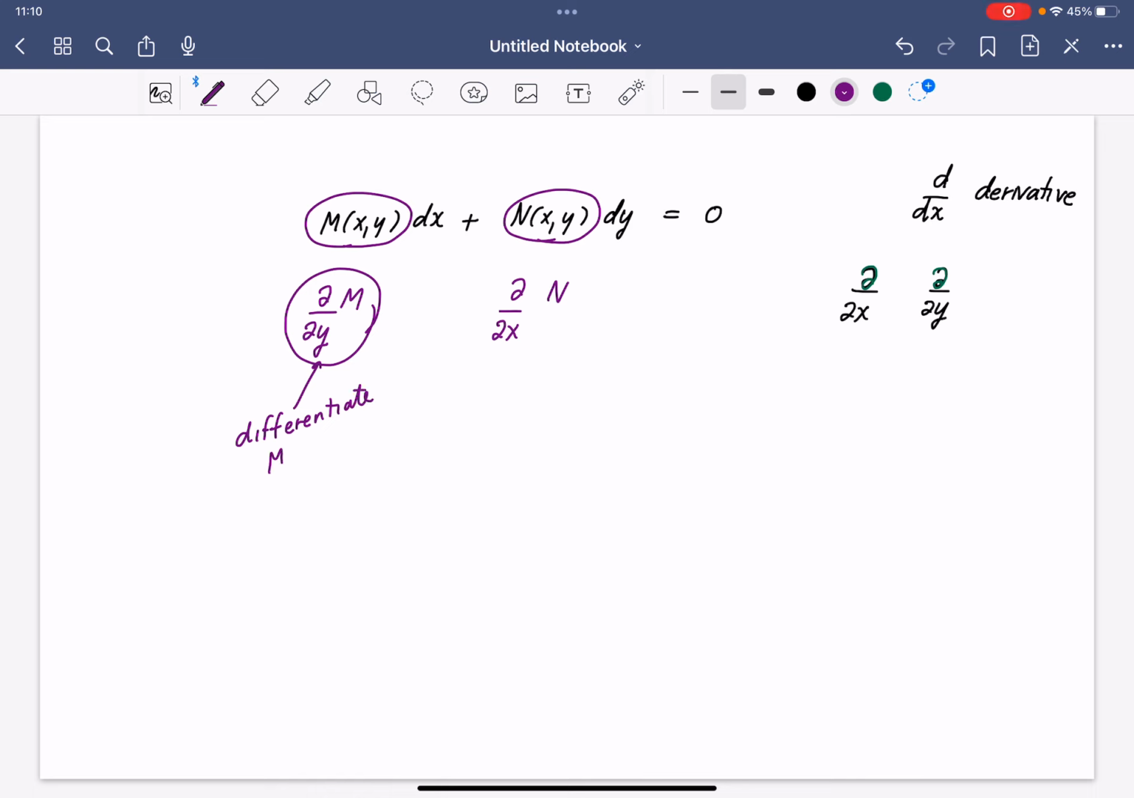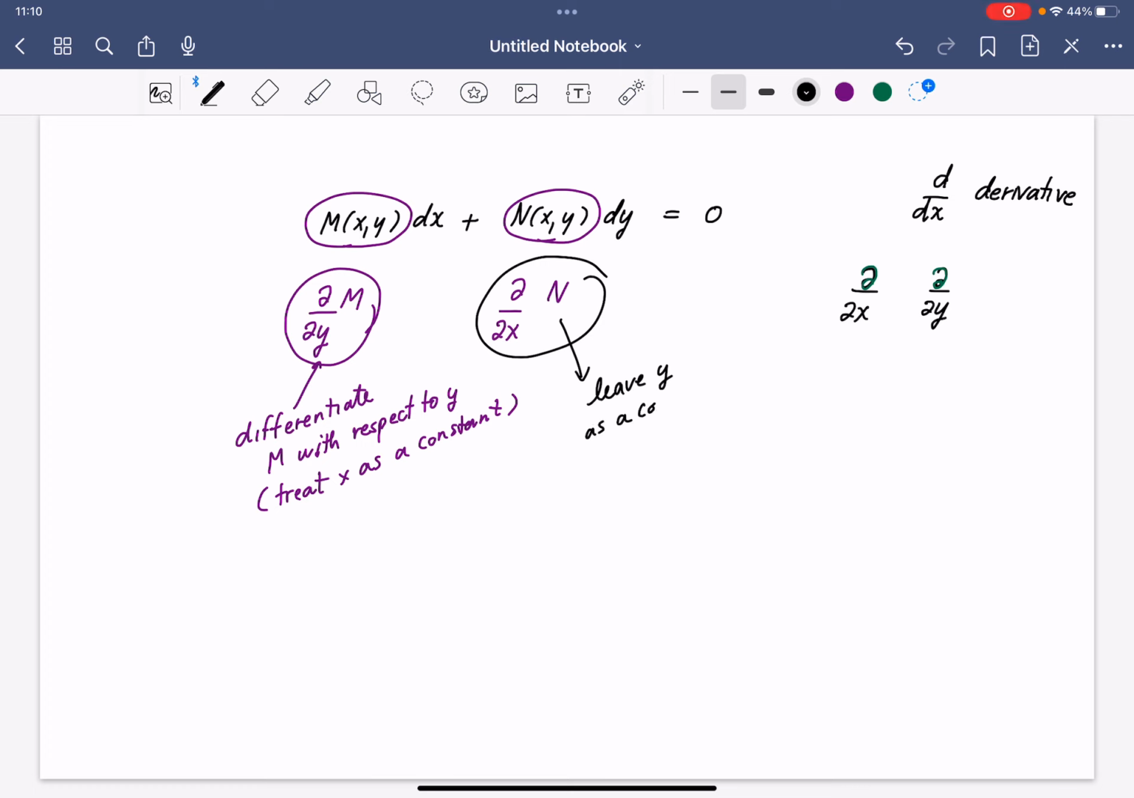Differentiate M with respect to y. What does it mean to differentiate with respect to y? It means that you treat x as a constant. You just leave x as a constant and then differentiate with respect to y. The same thing, when you differentiate with respect to x, you leave y as a constant, so you don't have to touch y. I'm going to show you in a minute how to differentiate here. If you differentiate M with respect to y and N with respect to x, and they are equal to each other, it's called an exact differential equation.